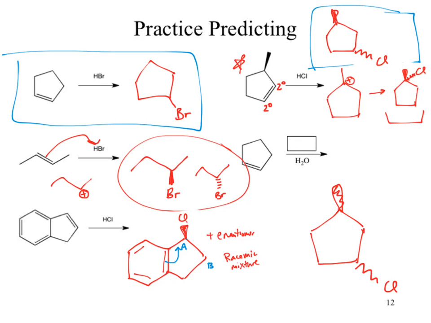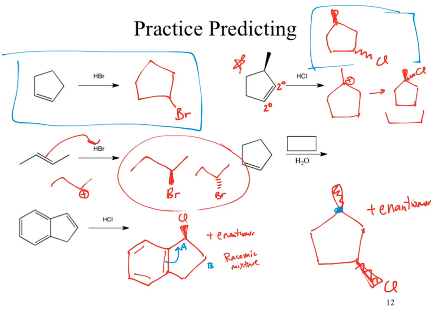So that chlorine could either be wedged or dashed. Technically, both are possible options. If I made it wedged and then said plus an enantiomer, would I be correct? Why no? The other stereocenter does not change.